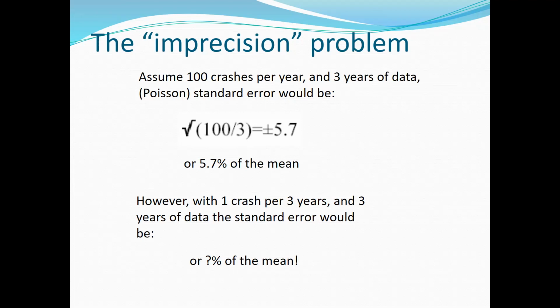that only had 1 crash in 3 years. It's a small intersection in a rural area. In 3 years' time, it has only seen 1 crash, right?